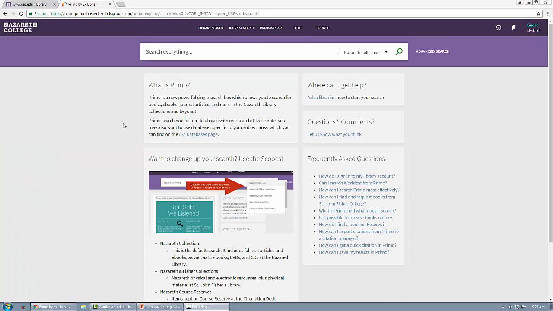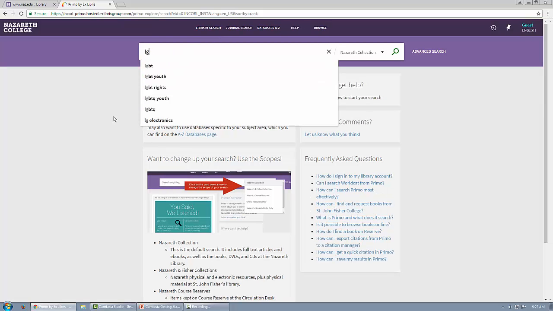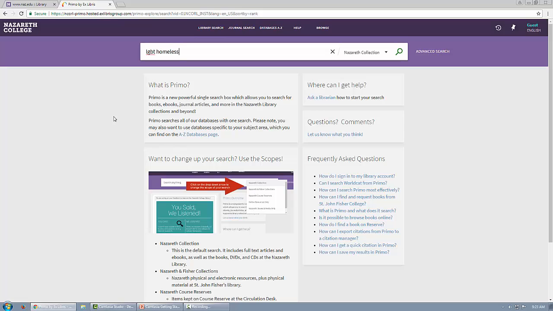The next common problem that I see is when people search for acronyms instead of spelling out the entire word. And that's something that we're probably used to doing in Google, but it doesn't work quite as well when we're looking at a database. So I am going to search for LGBT homeless. So we're imagining that I'm interested in looking at LGBT youth and homelessness.